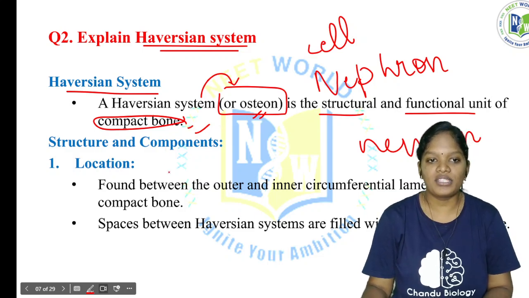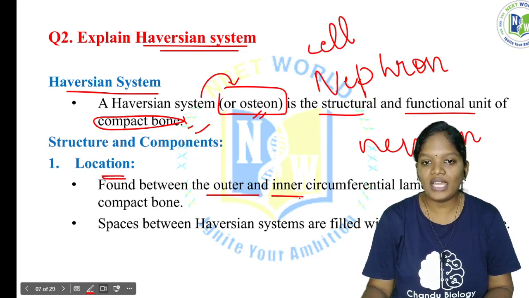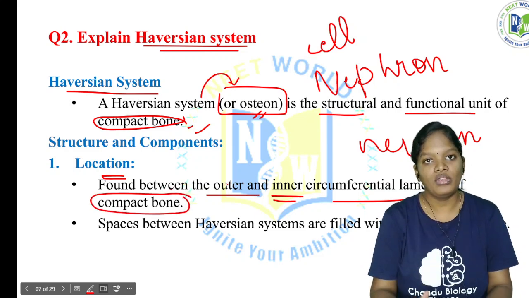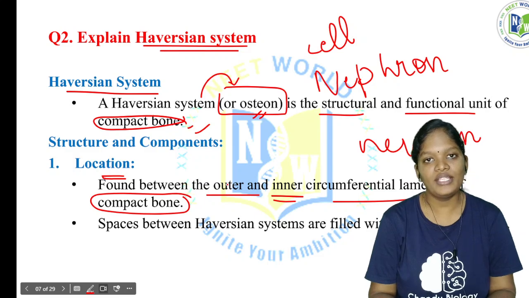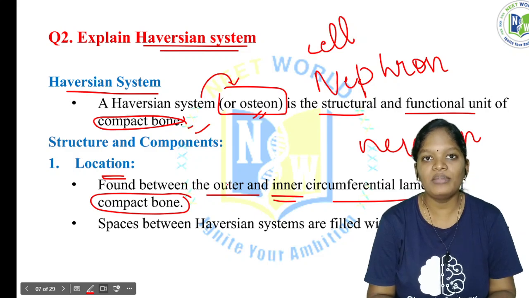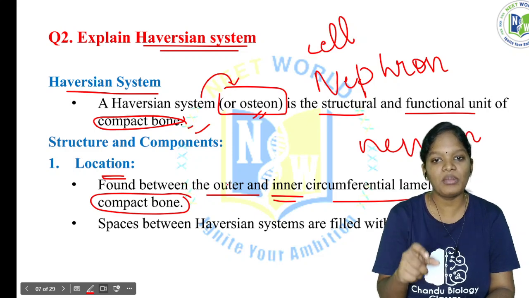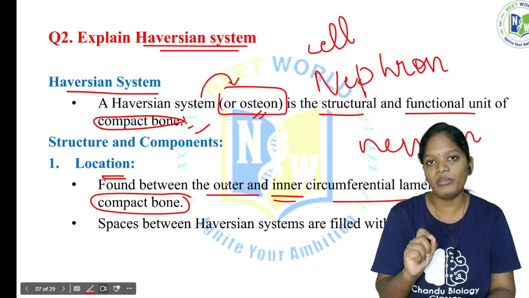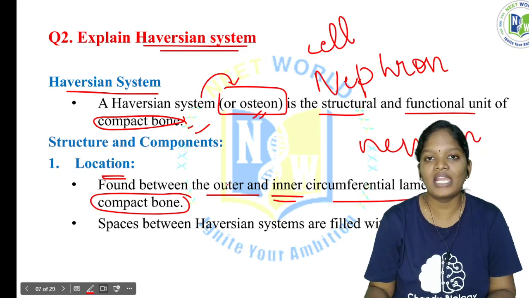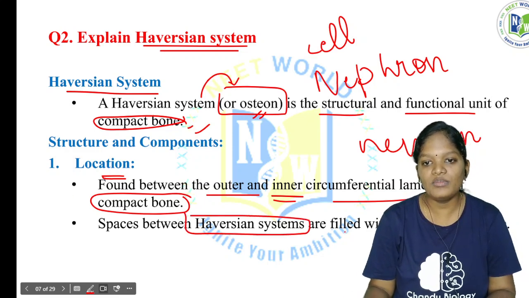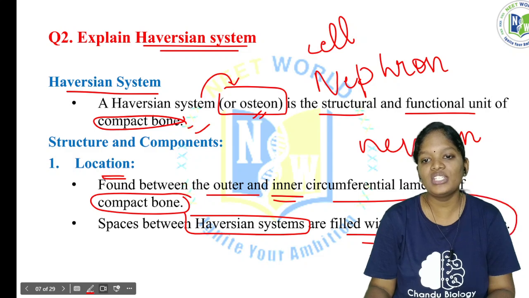So where will be its location? It is found between the outer and inner circumferential lamellae of the compact bone, which means bone, even though it is very strong, is made up of cells, no doubt in that. And between these two lamellae is nothing but a membrane. Between these two membranes, we have an osteon. The space between the Haversian systems is filled with the interstitial lamellae.